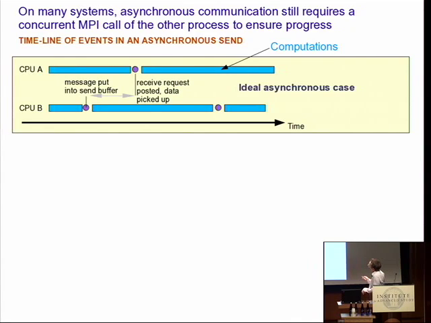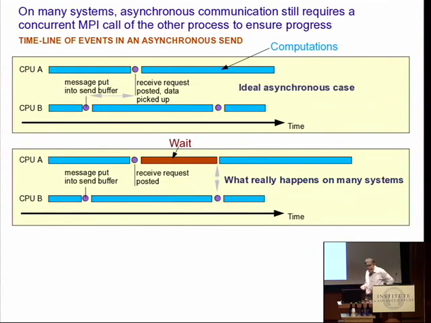And when CPU A is at some point finished and ready to pick up this message, you have no wait times here, and the calculations can proceed with maximum speed. That's what I wanted to achieve. Unfortunately, what really happens in practice is basically this on most MPI libraries.